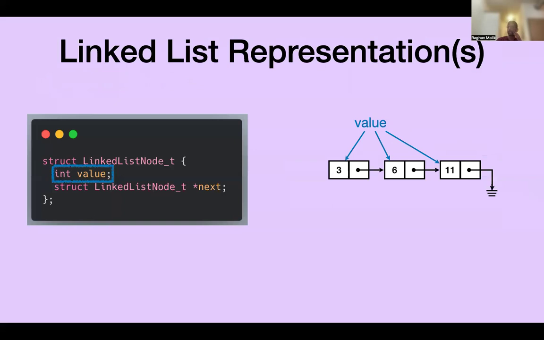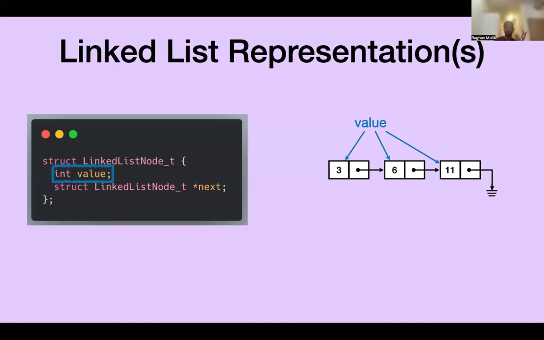In C, how do we represent it? You can use a struct, right? So struct linked list node. It'll have two fields. One is a value. Here we've just assumed values are integers. It can be whatever type you want. And then it has a pointer to the next node.